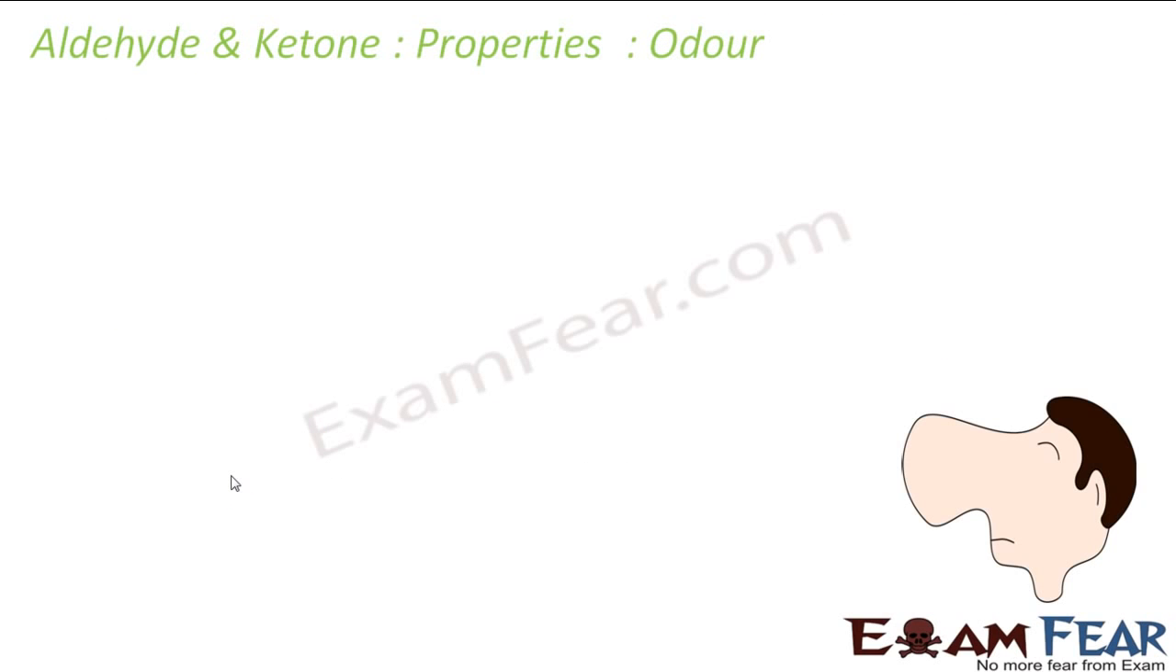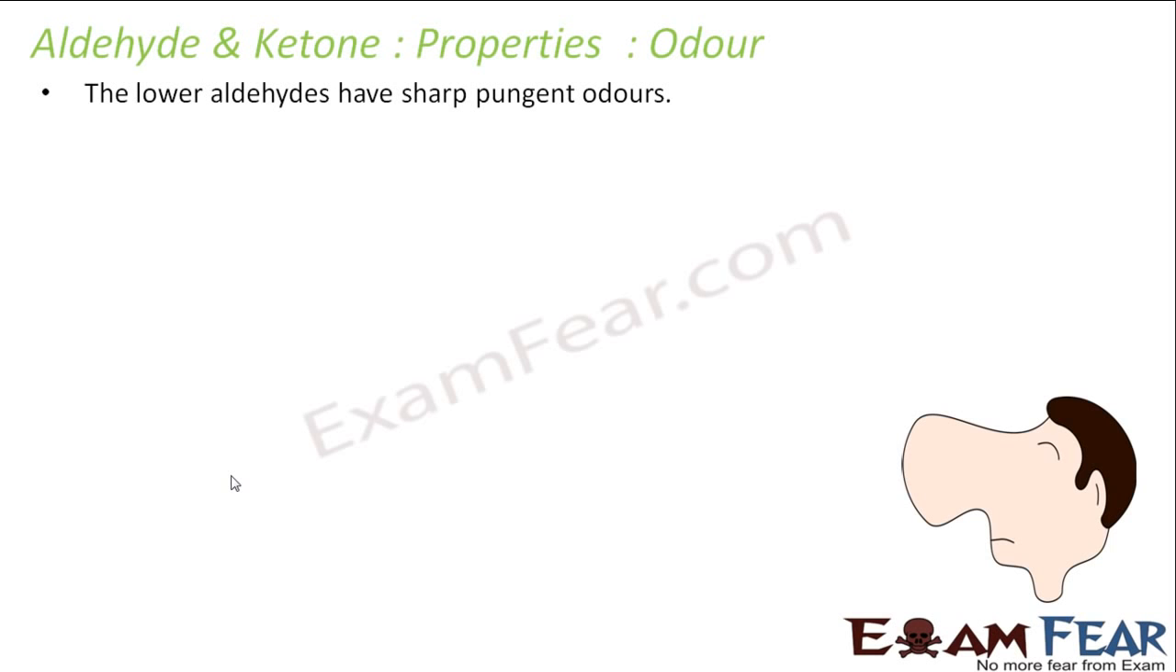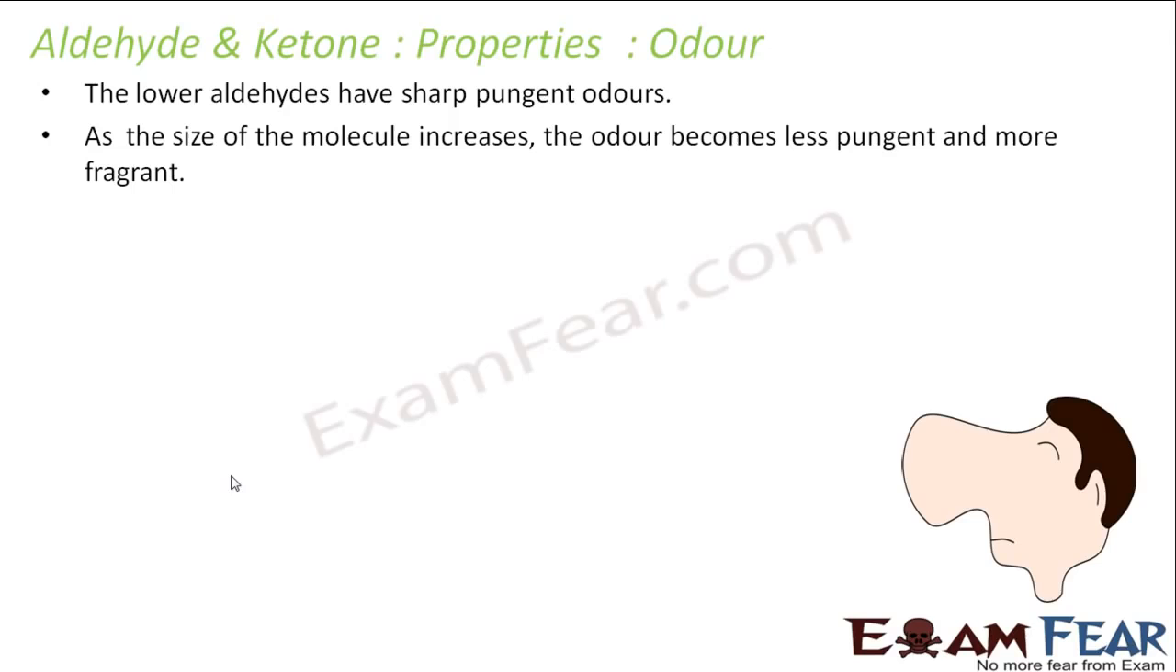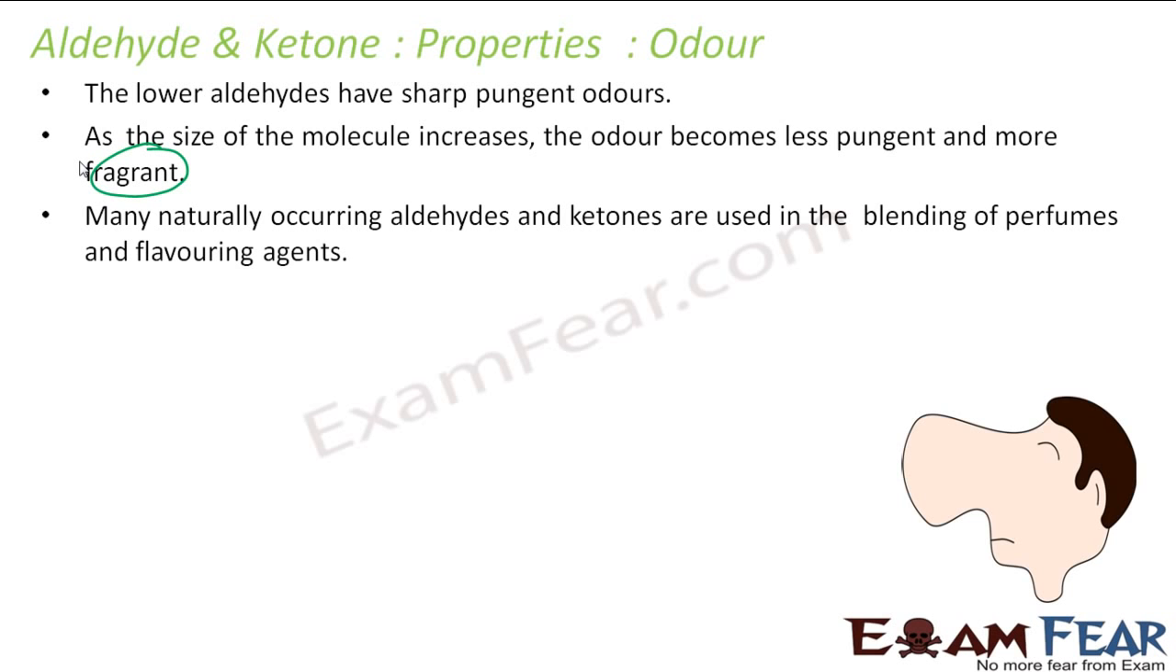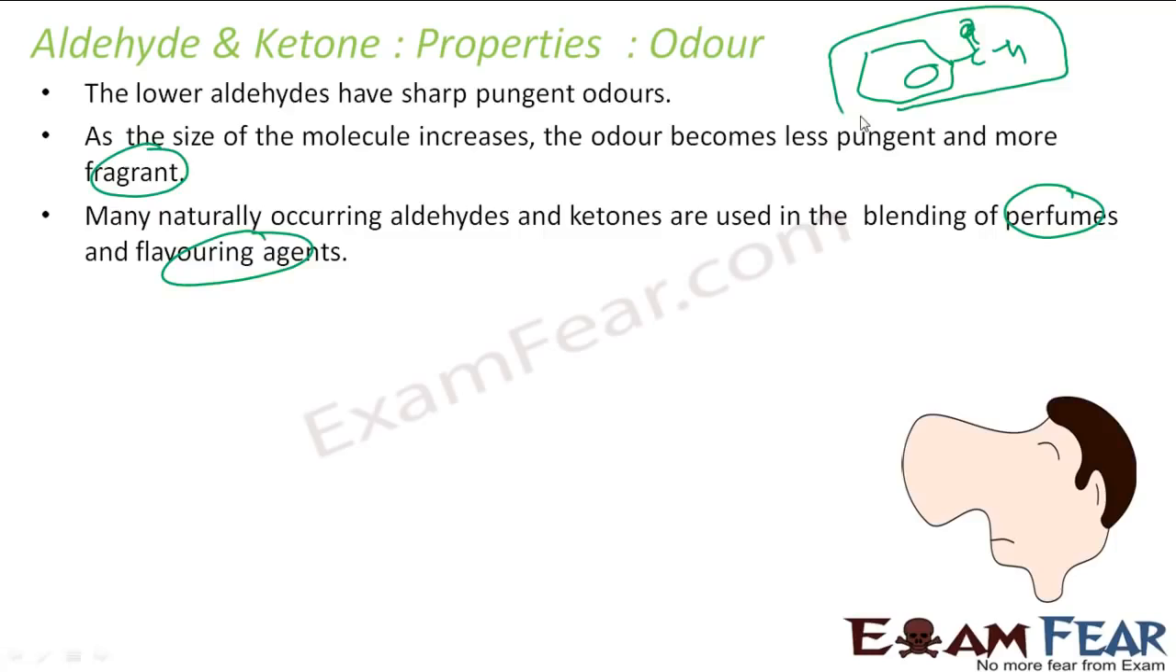Let's talk about the odor of the aldehydes and ketones. The lower aldehydes and ketones have a very sharp, pungent, bad smell. But if you increase the molecular size, their odor becomes more and more fragrant. In fact, they are used for perfumes. Aldehydes and ketones are used for perfumes and flavoring agents. For almonds, we use benzaldehyde. This is used to give almond flavor.